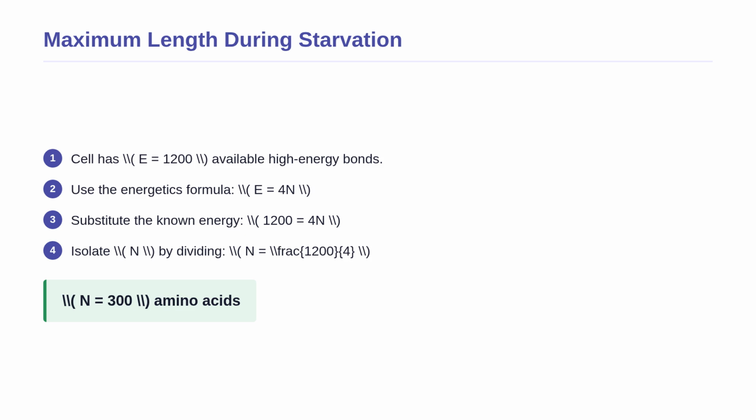We substitute the known total energy, setting 1200 equal to 4 times N. To isolate N, we divide both sides of the equation by the constant value of 4. Dividing 1200 by 4 gives us our result. The final answer is 300 amino acids. This tells us that under these specific starvation conditions, the cell can only afford to fully translate a protein up to 300 amino acids long, forcing it to prioritize short survival proteins.